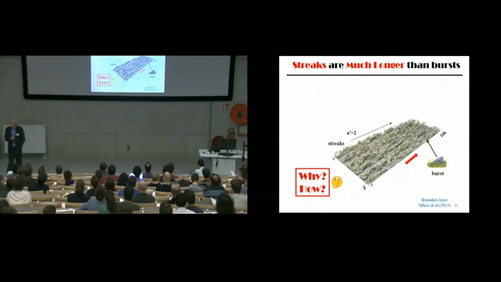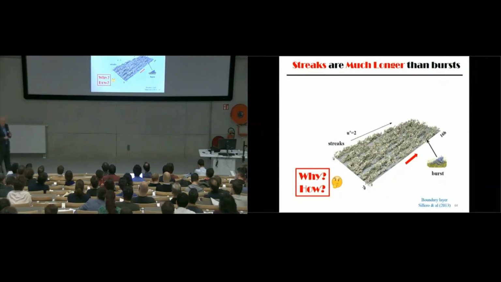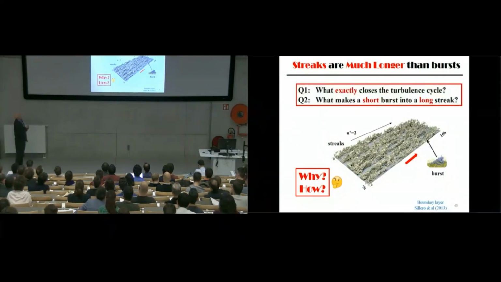There are other things which shouldn't make us happy. The first thing is, remember the streaks? These are the streaks. To scale, this is a burst. The burst is short, the streak is long. I told you the vortex creates the streak, but how can a short thing create a long thing? I just don't know. I'm telling you, open problem. This is a second open problem. What exactly closes the turbulent cycle? What makes a short burst into a long streak?